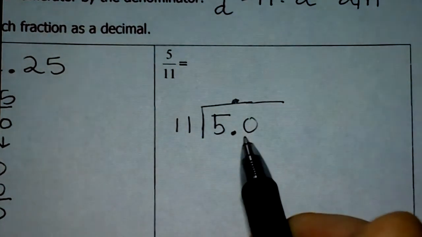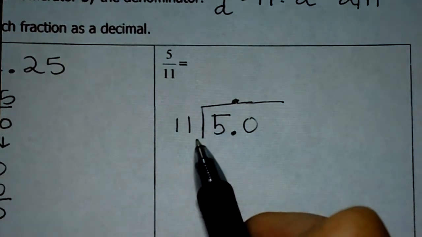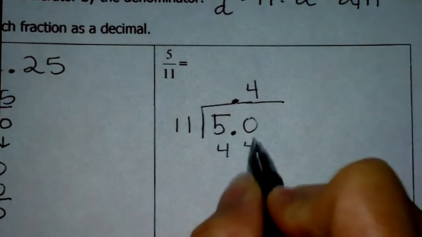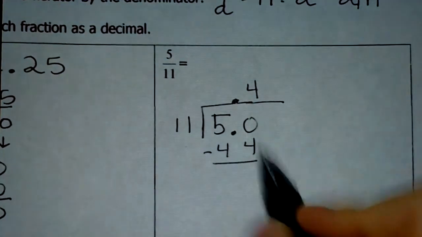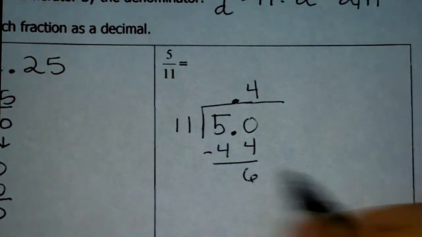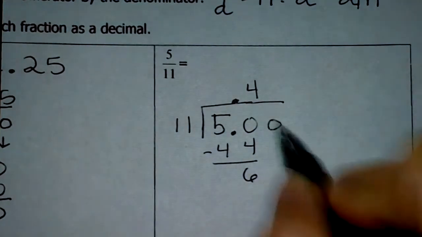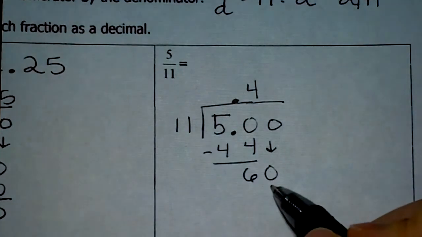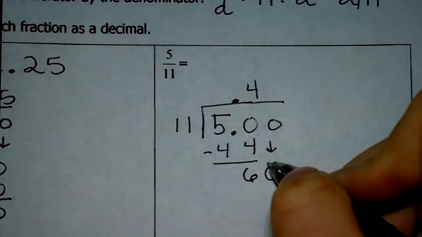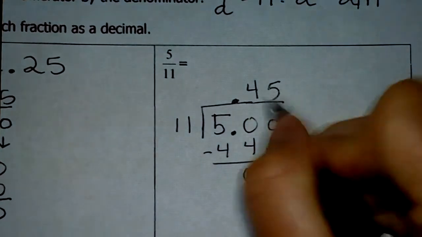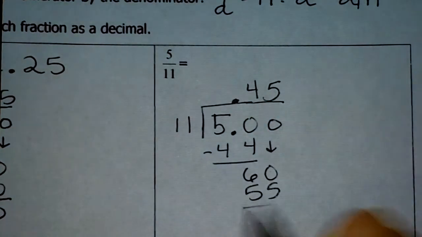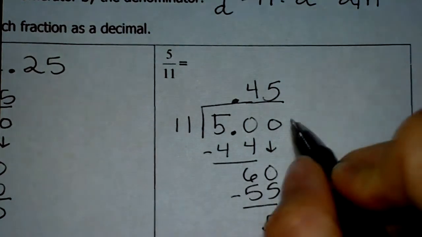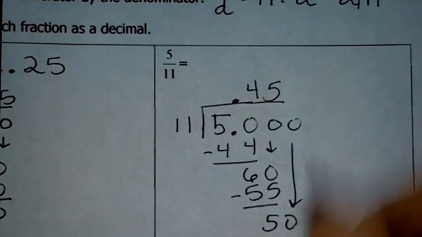11 goes into 50. Well, I know that 11 times 5 is 55, and it's too big, so it must be 4. And 11 times 4 is 44. We're going to subtract, and 50 minus 44 is 6. Still have a remainder, so I'm going to keep adding zeros until I can get rid of it or it repeats. We'll bring it down. 11 goes into 60. Well, 11 times 6 is 66, so that's too high. It must be 5. 11 times 5 is 55. And we subtract. 60 minus 55 is 5. I still have a remainder, so I'm going to add a 0, drop it down.